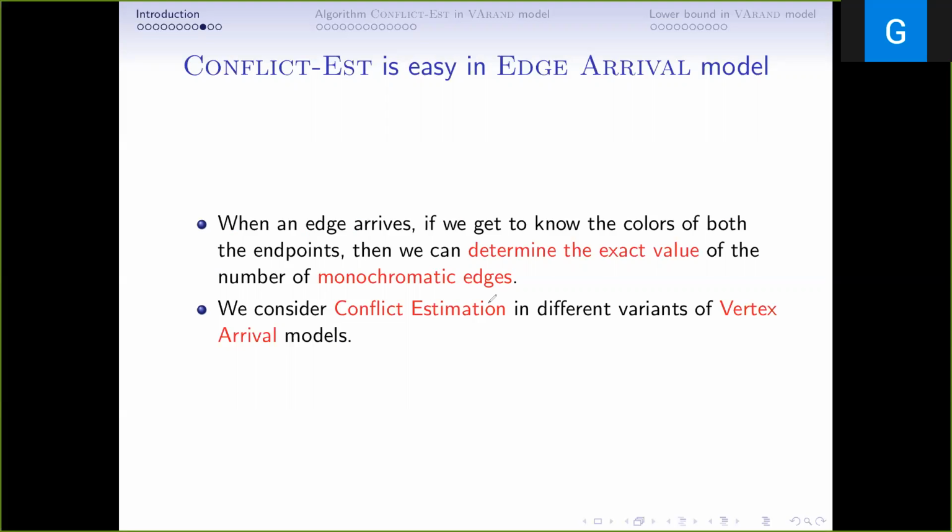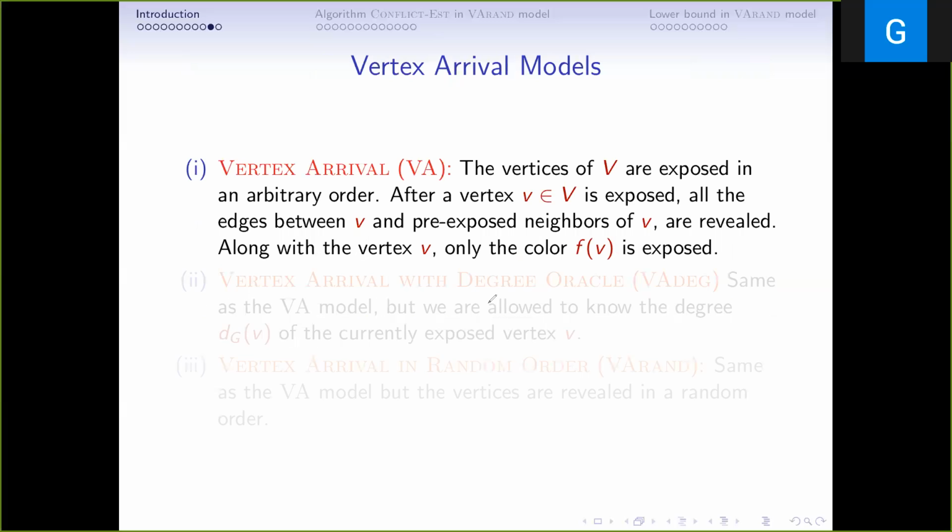First, let us consider the well-established edge arrival model. Note that when an edge UV arrives, if we get to know the colors of U and V, then we can check instantly whether UV is forming a monochromatic edge or not. So in the edge arrival model, the conflict estimation problem can be solved using logarithmic space. So we consider the conflict estimation problem in different variants of the vertex arrival model. Before getting into our results, first let us briefly describe the different variants of the vertex arrival model considered in the literature as well as in this paper.